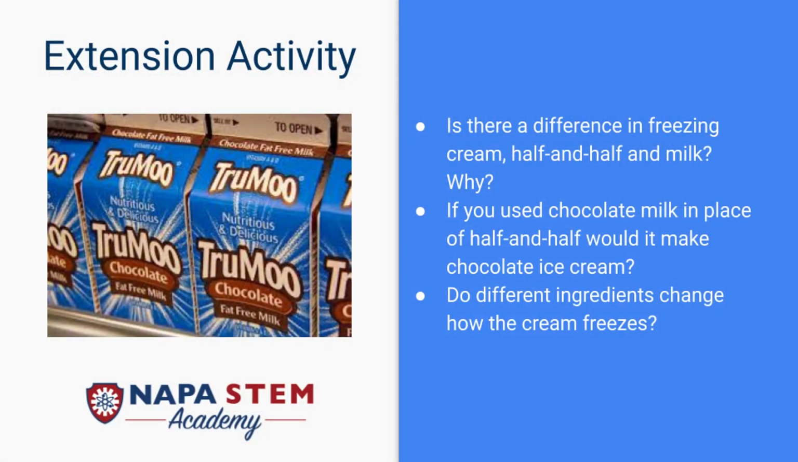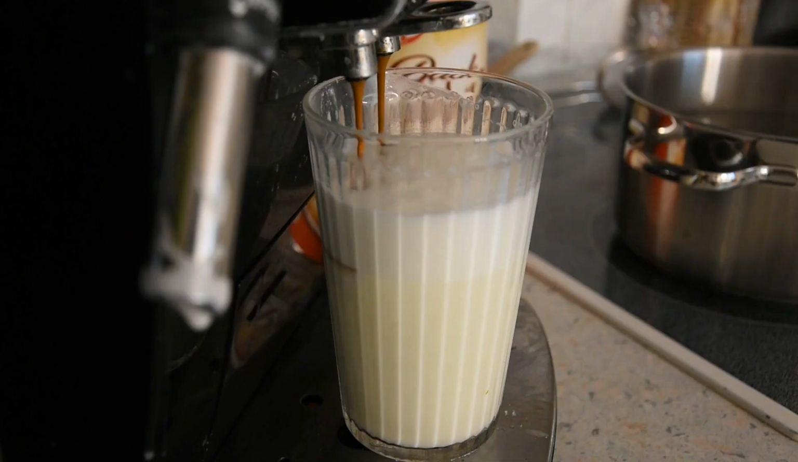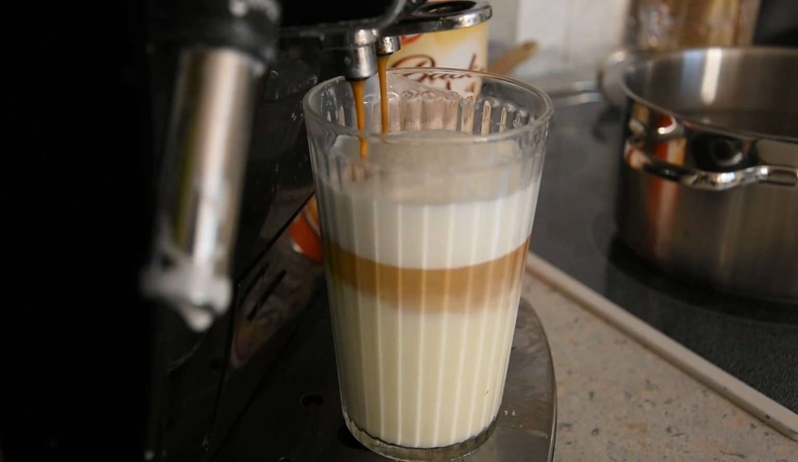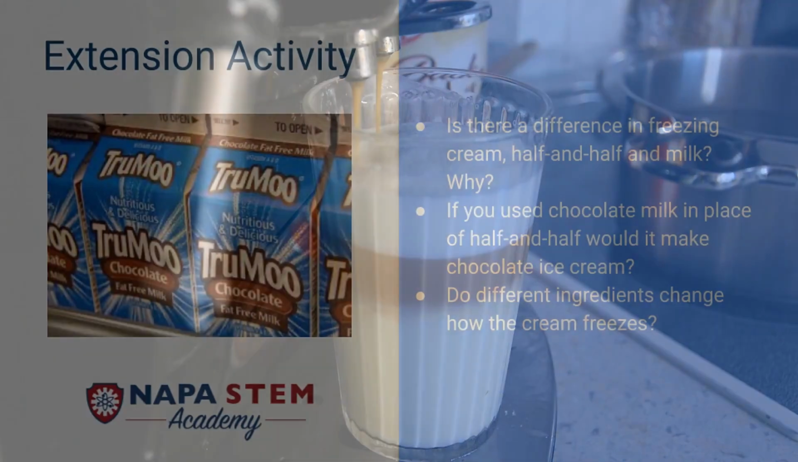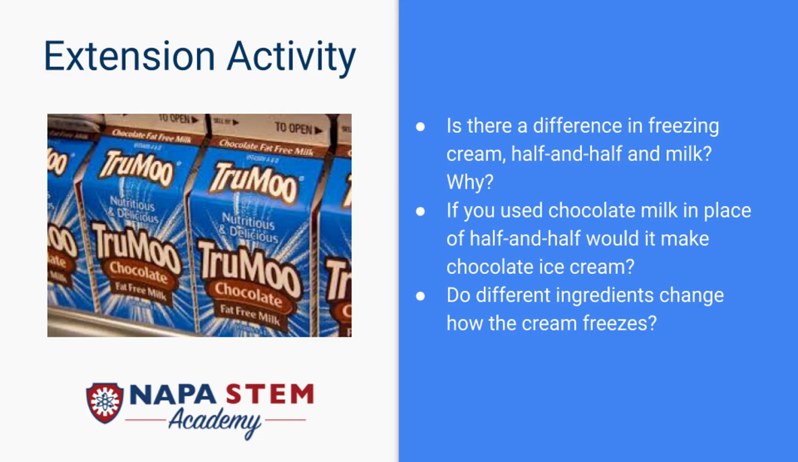If you want to extend the activity, here are some added questions and experiments you can do. Is there a difference in freezing cream, half and half, and milk? Why? If you used chocolate milk in place of half and half, would it make chocolate ice cream? Do different ingredients change how the cream freezes?